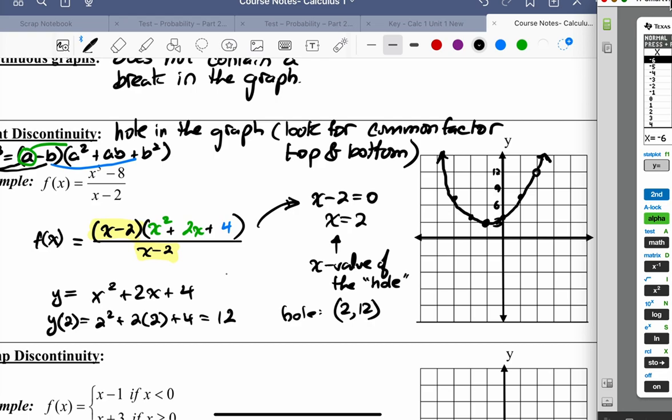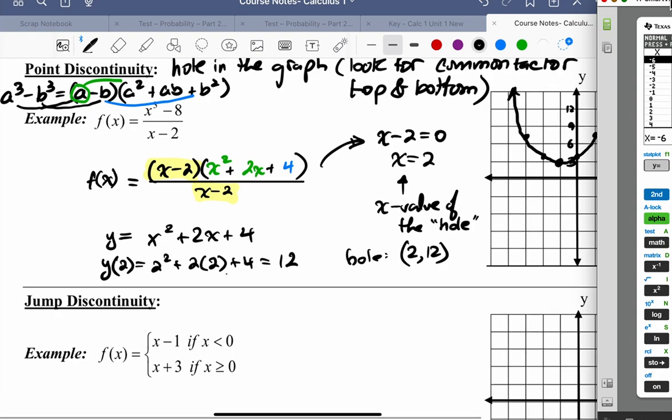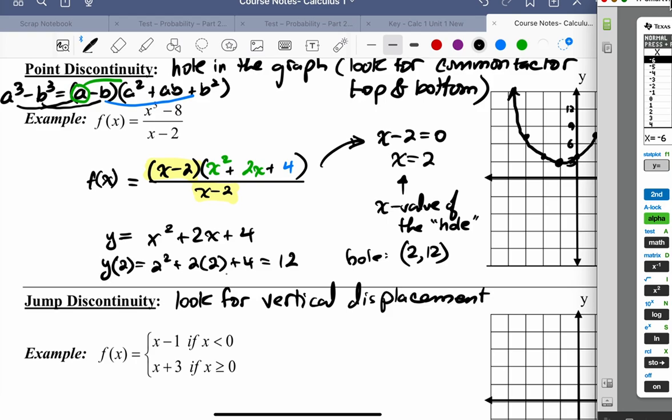You could also have what's known as a jump discontinuity. That's when you have a break in the graph and the break is in a vertical sense. So there's a vertical displacement between different ends of the break in the graph. So look for vertical displacement in the break.